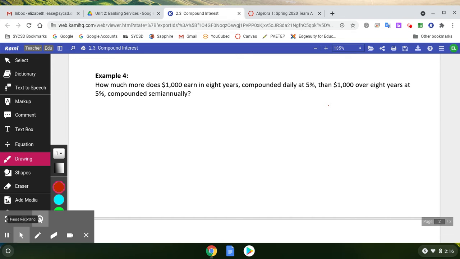In example 4, we're comparing the difference between compounding daily and compounding semi-annually. So notice the principal amount of $1,000 stays the same over the course of 8 years and an APR of 5%. So that's the annual rate.